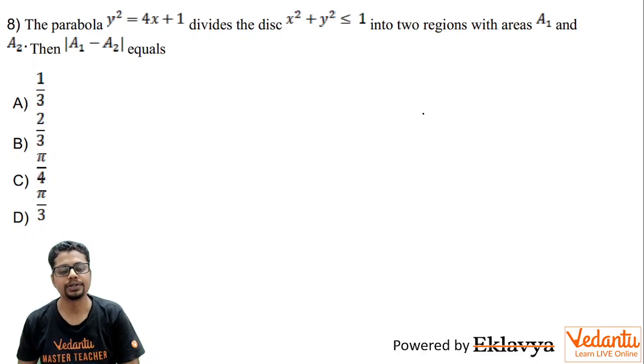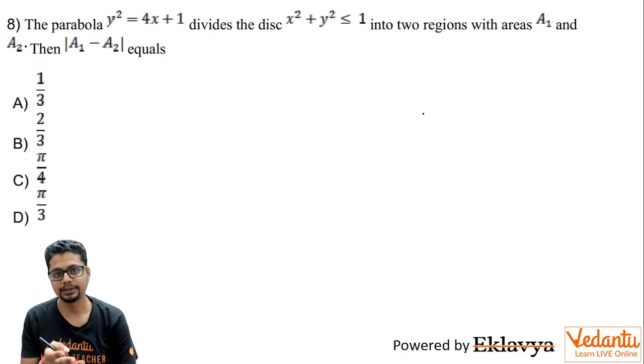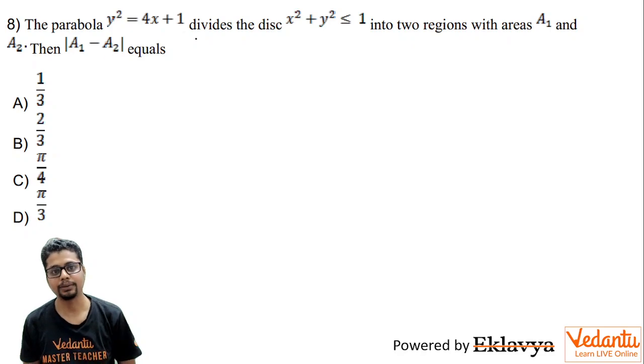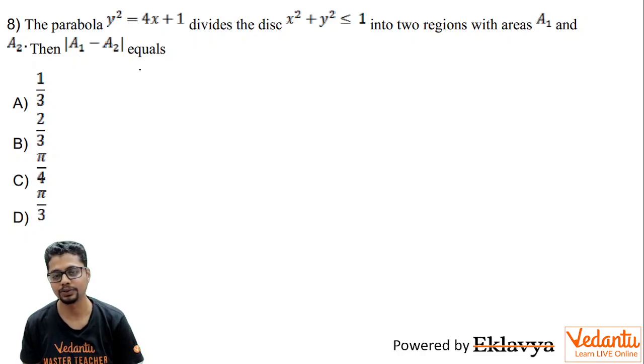Hi everyone, the question is: the parabola y squared equals 4x plus 1 divides the disk x squared plus y squared less than or equal to 1. It's like a filled circle, where the center is the origin and the radius is 1. That means it describes the region inside the circle and also on the periphery, into two regions. The parabola divides the disk into two regions with areas A1 and A2. What we want is the non-negative difference between these two areas.